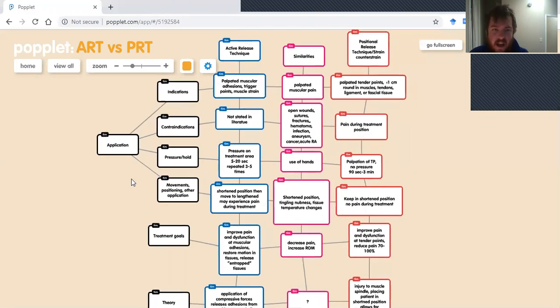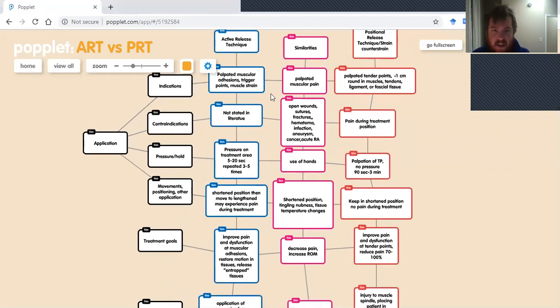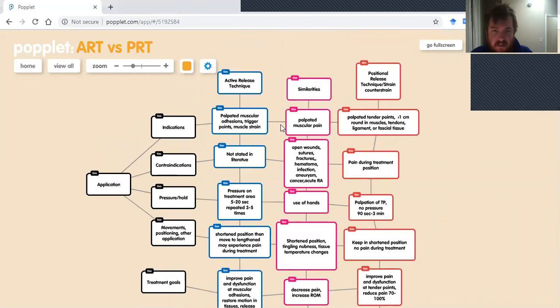So first, why do we apply either of these techniques? Well, with the active release technique, you're palpating for muscular adhesions, trigger points, or muscle strains. That's kind of the literature; those are some of the things they were looking for. So the similarity is that you're palpating for muscular pain, but positional release technique is very different.